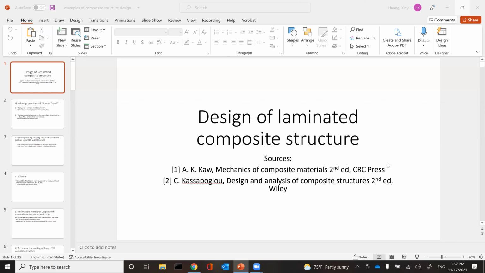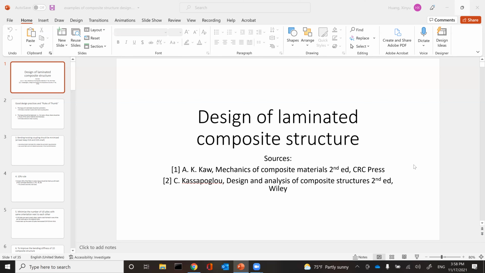So I want to go over today some empirical design practices. One of them is from a book by Kassapoglou, which is a new book, I think 2016. It's very nice, engineering design sources. It has a chapter on rules of thumb, how to design composite plates and panels. I'm very impressed, so I summarized that in a few slides. I want to go over that.